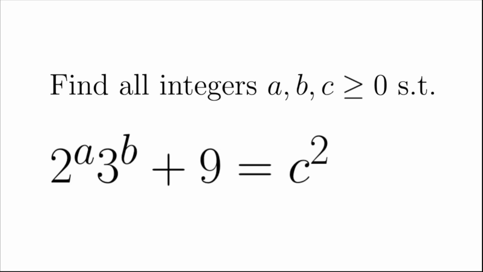In this video, we are going to find non-negative integers a, b, and c such that 2^a times 3^b plus 9 equals c squared.